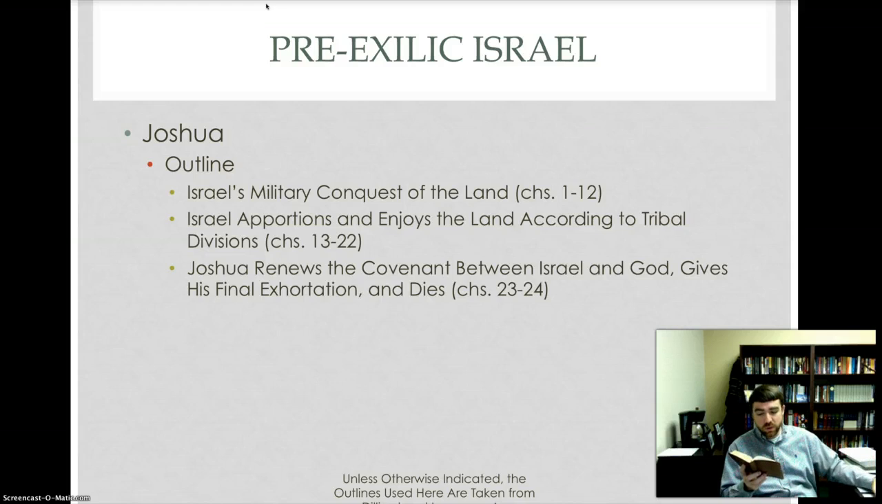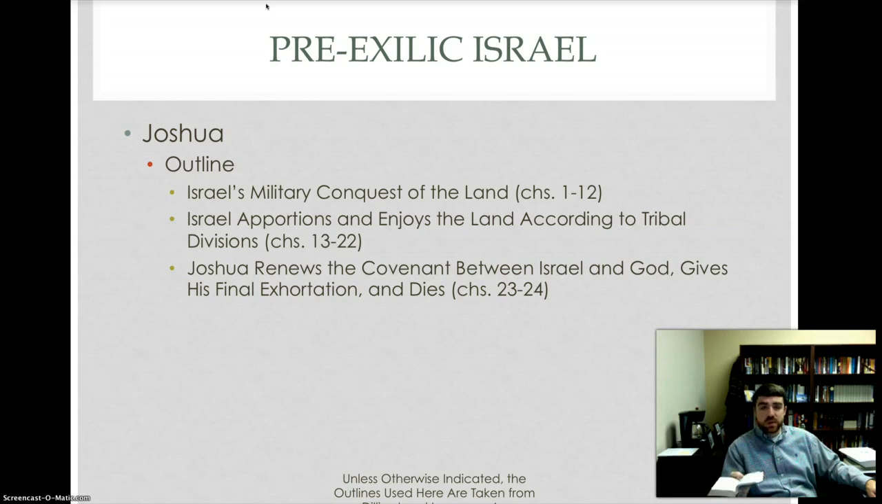"Now therefore fear the Lord and serve him in sincerity and in faithfulness. Put away the gods that your fathers served beyond the river and in Egypt, and serve the Lord. And if it is evil in your eyes to serve the Lord, choose this day whom you will serve, whether the gods your fathers served in the region beyond the river, or the gods of the Amorites in whose land you dwell. But as for me and my house, we will serve the Lord."